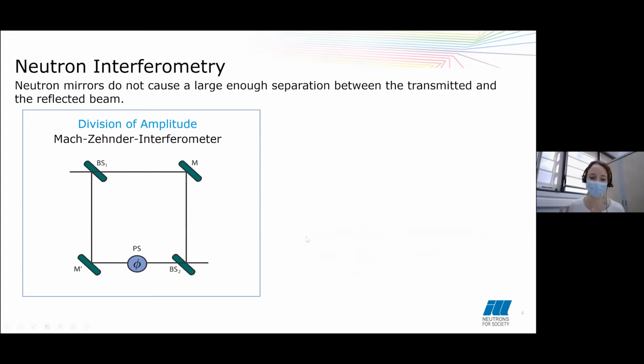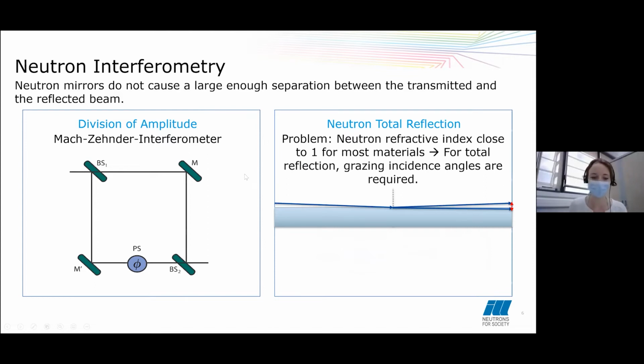However, the development of a division of amplitude interferometer for neutrons comes with some obstacles compared to visible light interferometry. The most important one here is the lack of suitable mirrors. As you may know, neutron refractive indices of most materials are a bit smaller than, but close to, 1, which allows for total reflection only at grazing incident angles, as shown here. A grazing incident angle, in case you don't know the word, is an angle of almost 90 degrees from the surface normal, which is very close to the surface.